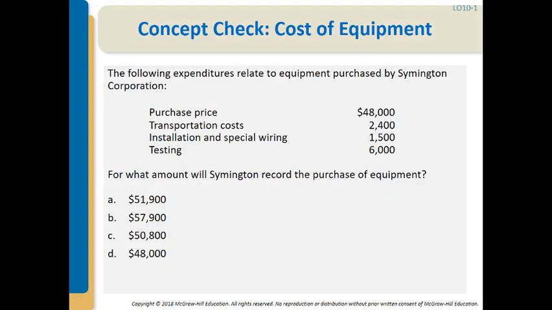All right, so here's a concept check. The following expenditures relate to equipment purchased by Symington Corporation. So you got the purchase price, transportation costs, installation and special wiring, and then testing. So every one of those costs certainly looks like what it would take to get the machine to its proper location and to its intended use. So whatever that amount is, looks like something with 900 on the end, so it's got to be B.